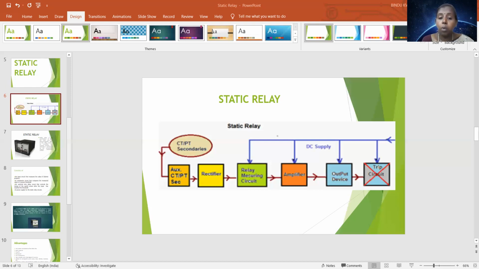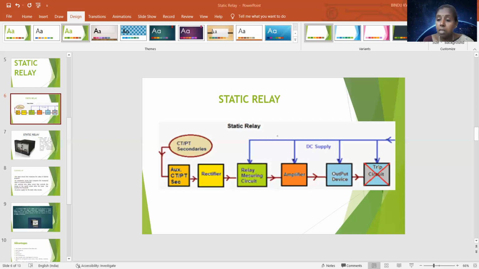Okay, so the output device is being activated, and it activates the trip coil only when the relay is operating. When the relay is in the on condition, only then will your trip coil be operating. The output is obtained from these output devices only when the measurement reaches a well-defined value. The output device is activated and it will be giving a signal to your trip circuit.